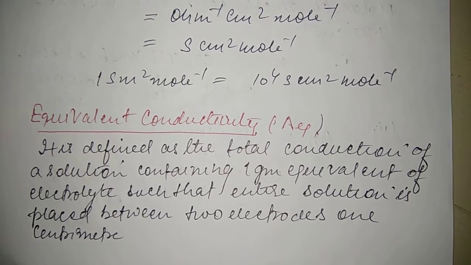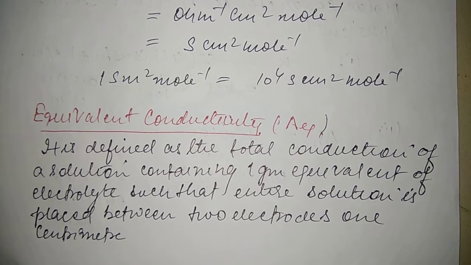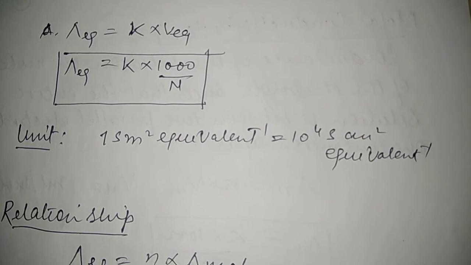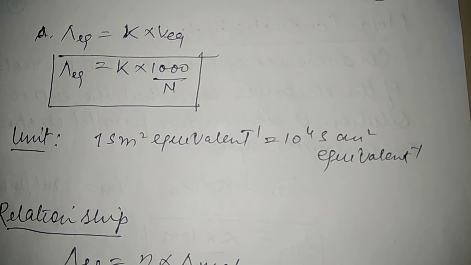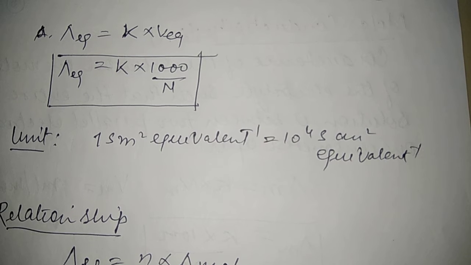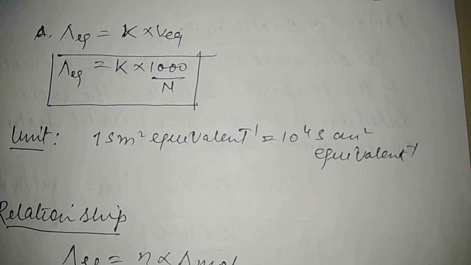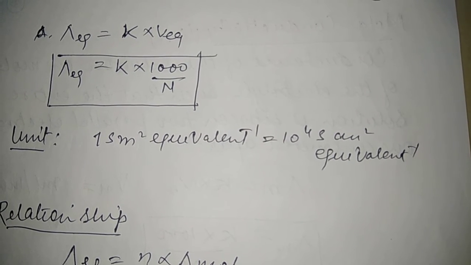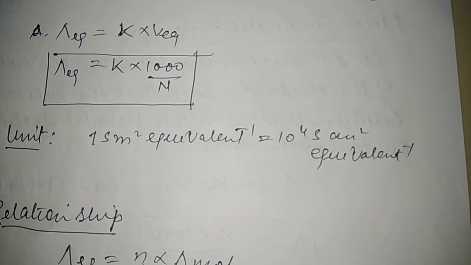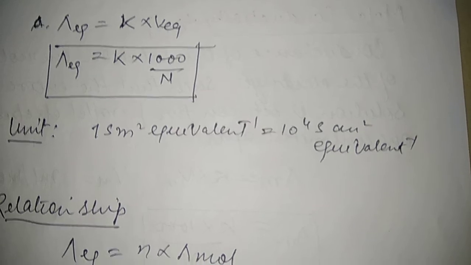So this is called equivalent conductivity, and its formula becomes delta EQ is equal to kappa into V. We know that V is equal to 1000 upon normality. So delta EQ is equal to kappa into 1000 upon N. And the unit is Siemens centimeter square per equivalent, where 1 Siemens meter square per equivalent is equal to 10 to the power 4 Siemens centimeter square per equivalent.